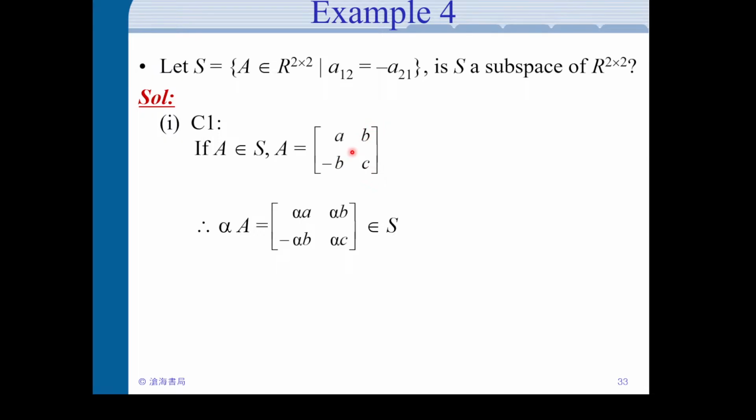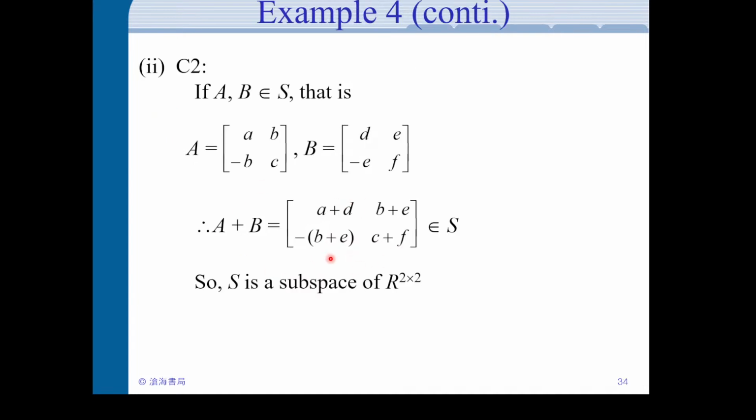So you see this thing is a negation of this thing, and all other things are arbitrary. And once again we check scalar multiplication and addition. For scalar multiplication, those two are still arbitrary, and we have alpha B and minus alpha B. So they are still negation of each other. So scalar multiplication checks out.